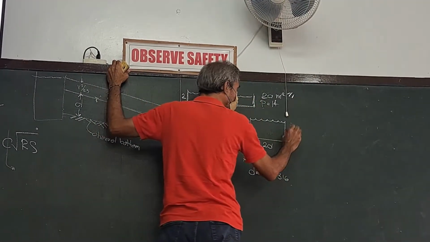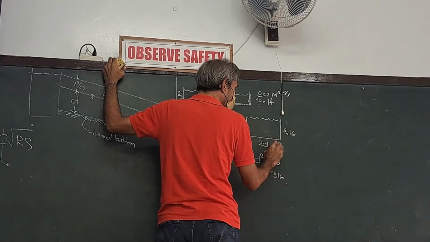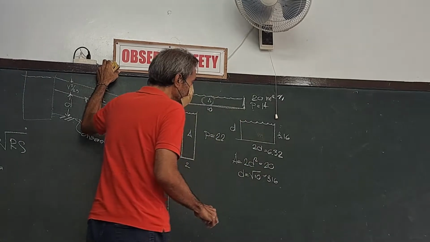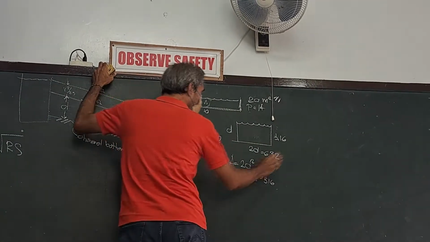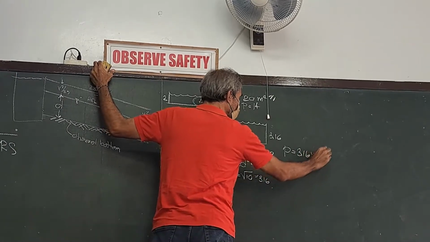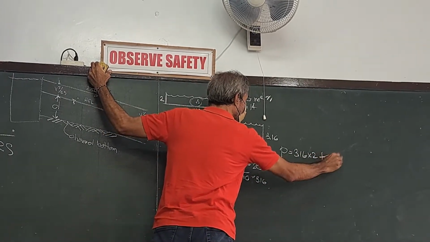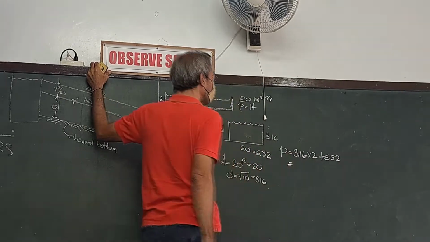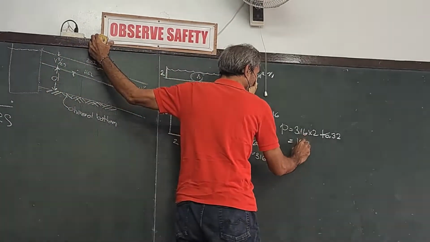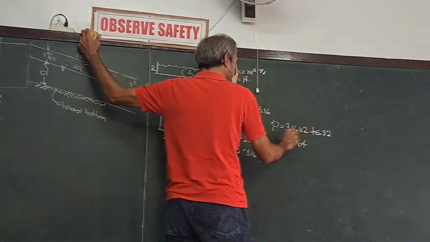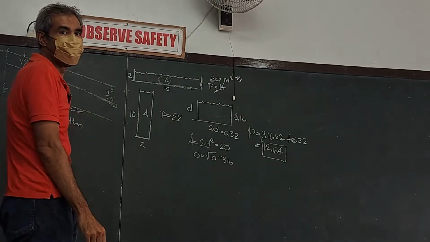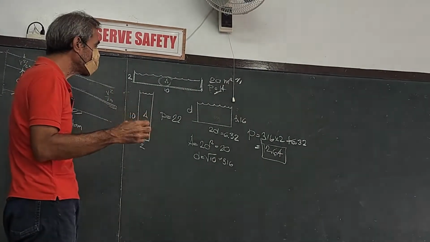So if this is 3.16 and this is 6.32, then 6.32. What is the perimeter? 3.16 times 2 plus 6.32. The sum is 12.64. It is the smallest compared to the other trial with 14. Okay? It is smaller.